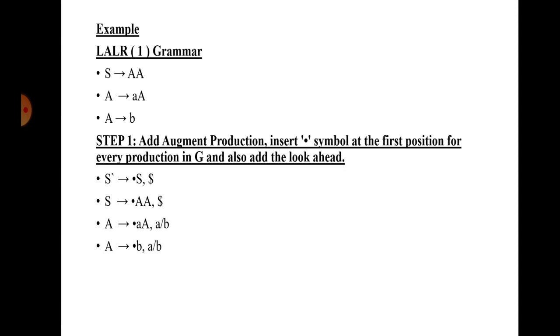Similarly, for the last production, A tends to dot b, we have to find the look ahead symbol. A is derived from the above second production, S tends to dot AA comma dollar. So we do the same steps, and the look ahead symbol is a slash b.